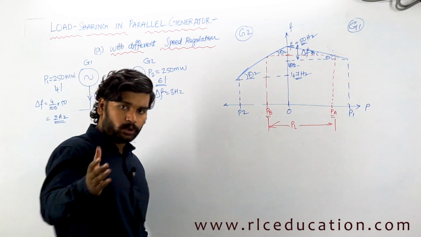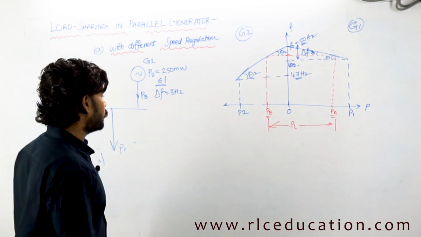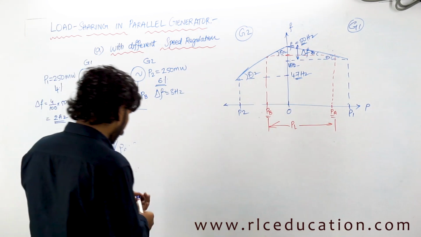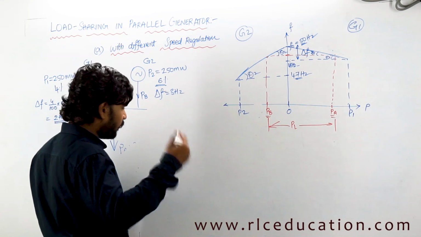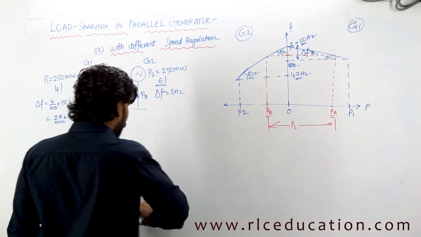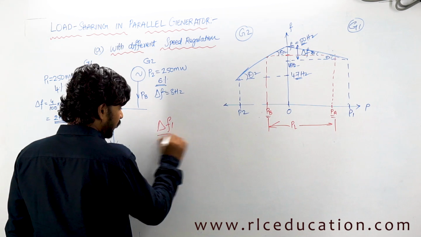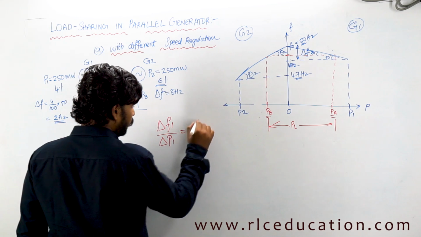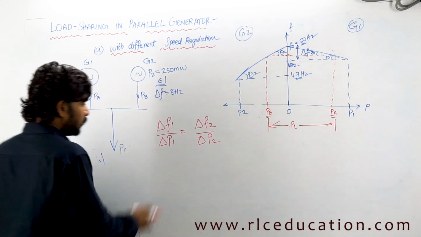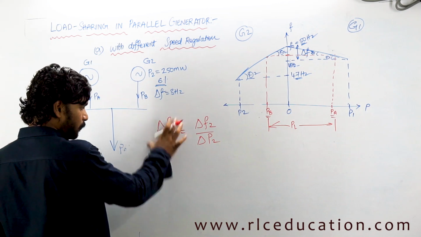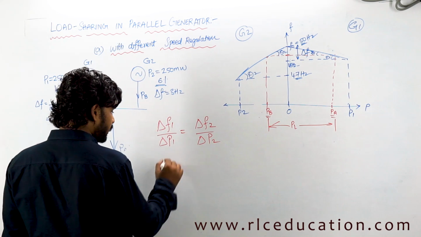I have already told you that for a given generator, the regulation R will always be constant. So there is no need to find the value of R. You can directly use the ratio that we have defined, that is delta F1 by delta P1 would be equal to delta F2 by delta P2, isn't it? This delta F1 by delta P1 corresponds to the rated values, from no load to full load.